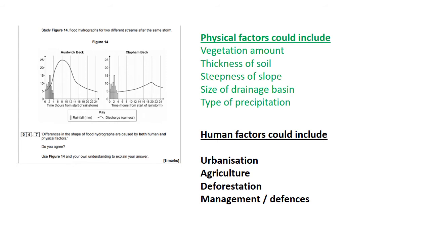runs off more. Deforestation, linked to the one above, actually, vegetation amount. I'll leave that one because I'll do it in the answer in a moment. And then management/defences. Some of you in your answer were talking about levees. The levees don't really alter the amount of discharge in a river. I mean, if anything, they actually increase the discharge because the river can carry more water.